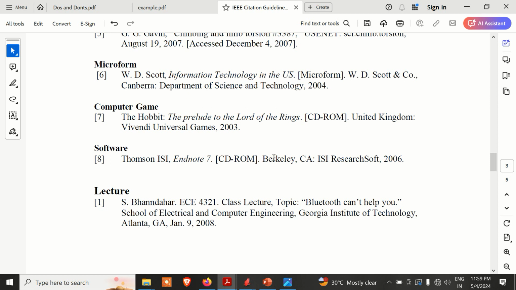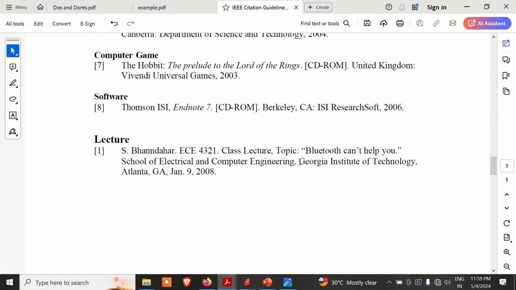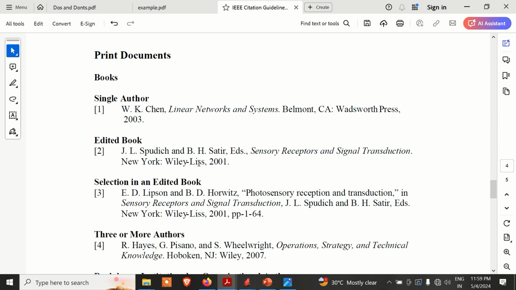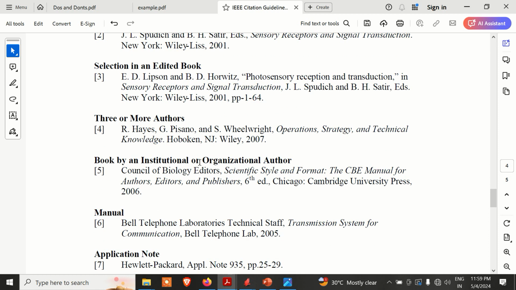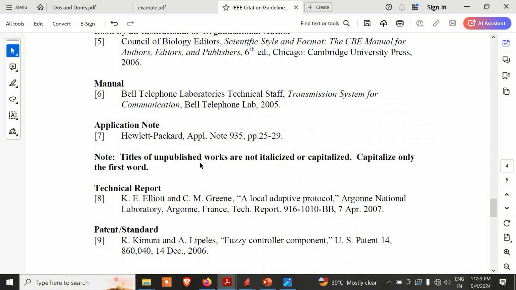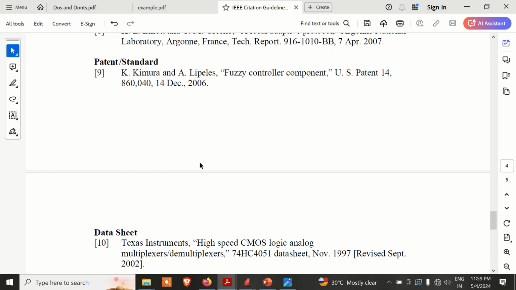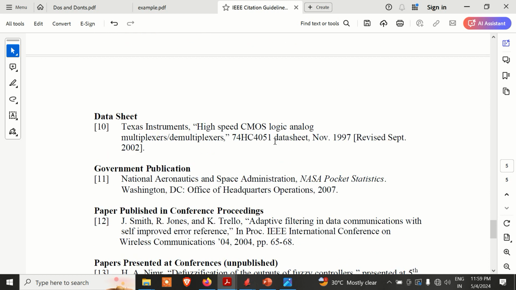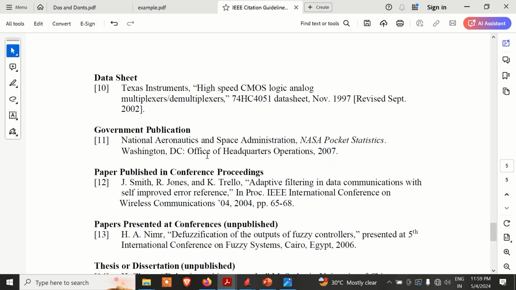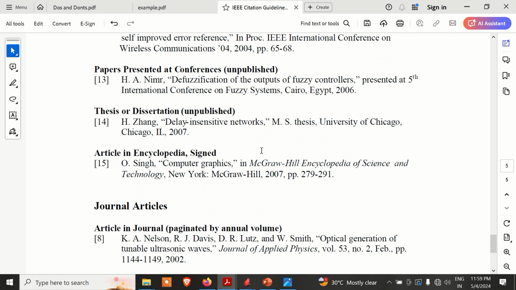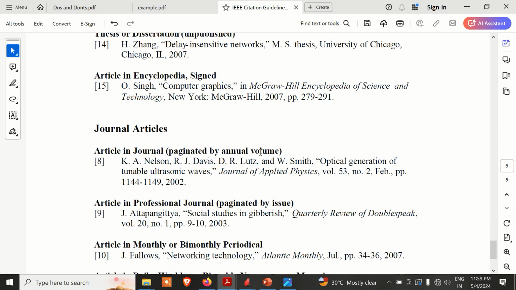If it is from software, then you mention which company it belongs to. If it is a book, then mention the publisher and the year of publishing. If it is a data sheet, say it is a data sheet. If it's a government publication, say which office that article belongs to.